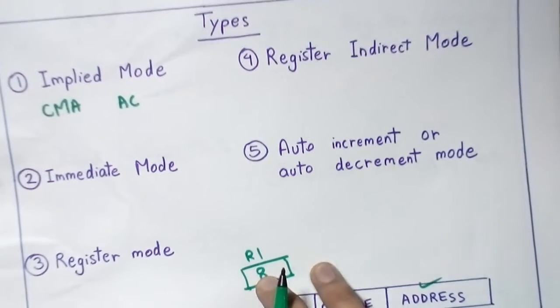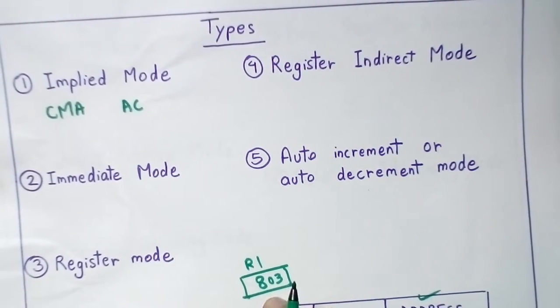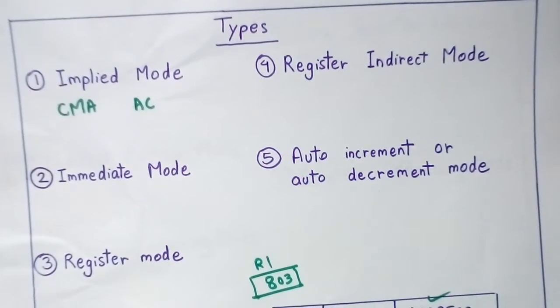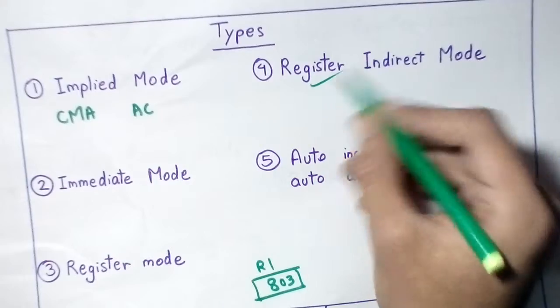In register indirect mode, it is almost similar, but the register actually holds the address of the operand. Suppose 803: this is the address of the operand. In this address we will find the value of the operand. This is register indirect mode.